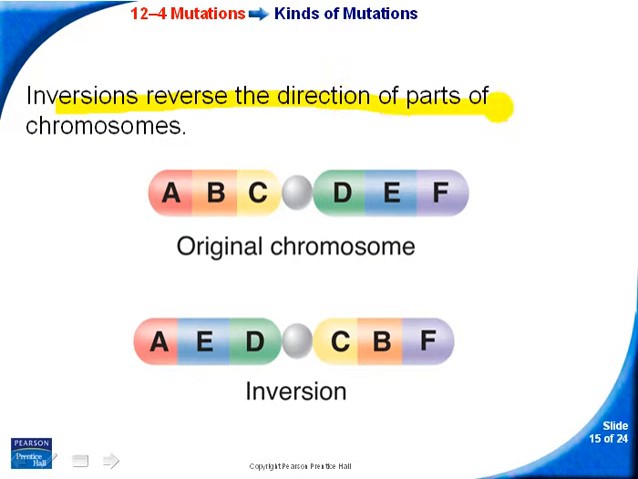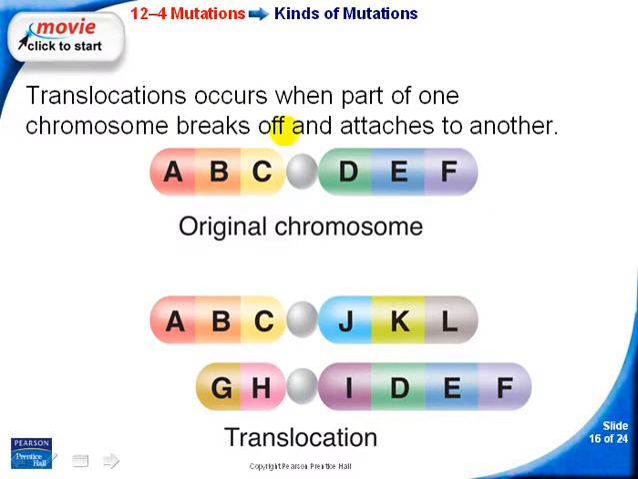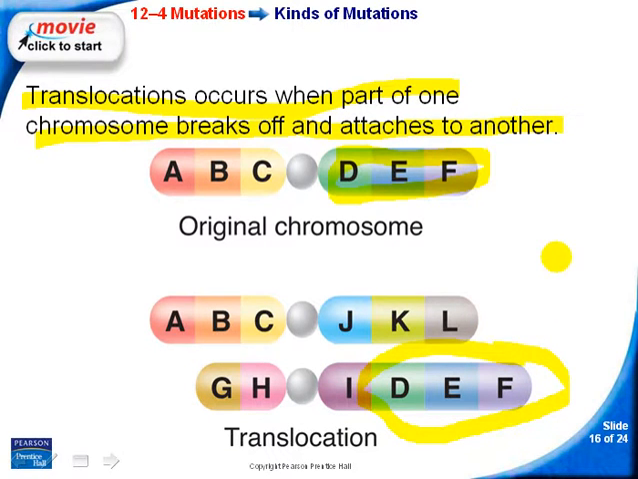An inversion is when you reverse the direction of parts of a chromosome. And if you notice right here, we have B, C, D, E, this section right here. And what's happened is it's been reversed. Here's B over here, so it's B, C, D, E going in the opposite direction. That's an inversion. And we could also have translocation, and that's when part of the chromosome breaks off and reattaches. So once again, if you look at D, E, and F here, it's left the original chromosome and ended up on a different chromosome over here.